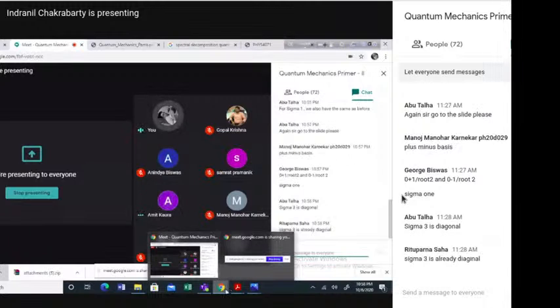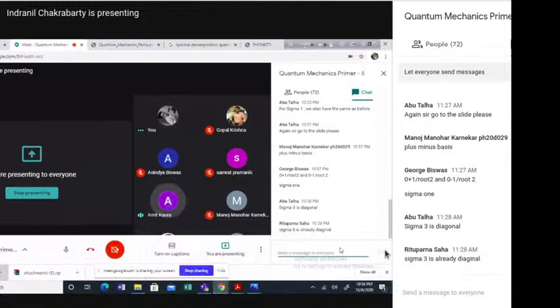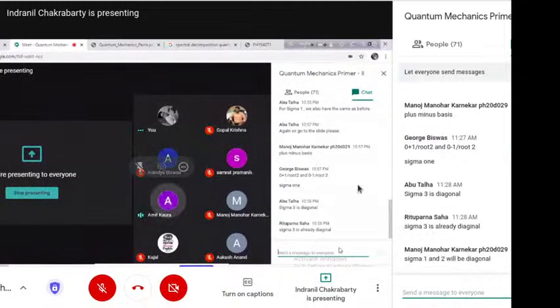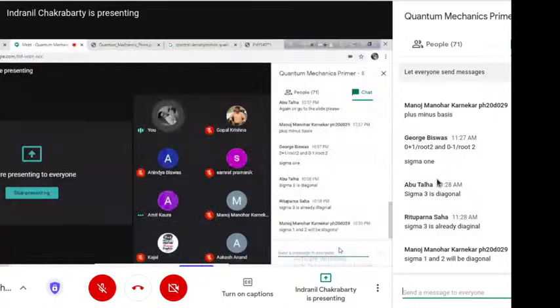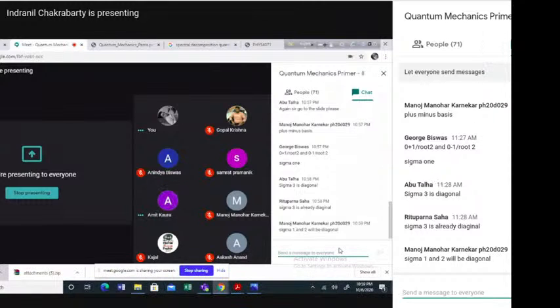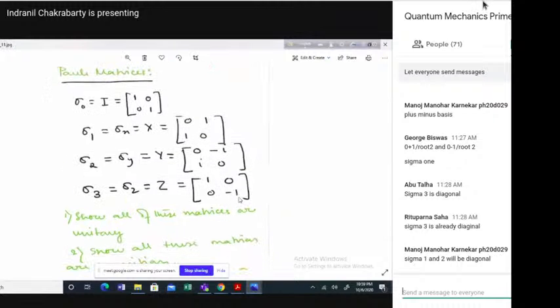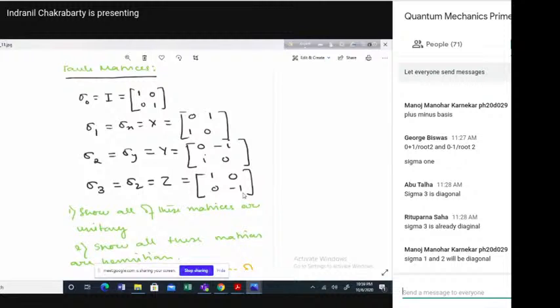So it will be diagonal, sir, in its eigenbasis. I am checking on the basis of different eigenvalues. If a matrix has different eigenvalues, then that matrix will be diagonal in its eigenbasis. So basically you have to find out the eigenvalues and the eigenvectors. Exactly, sir. If 2 cross 2 matrices have two different eigenvalues, then it will be diagonal, sir. So that is what I am trying to know: in which basis sigma 3, sigma 2 and sigma 1 will be diagonal.